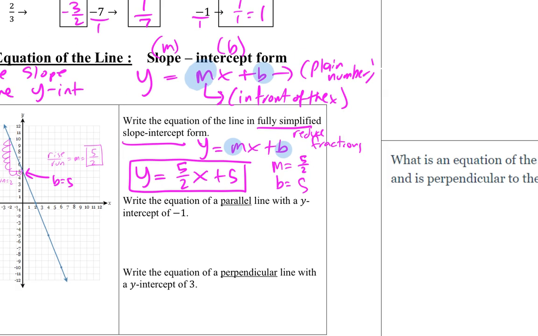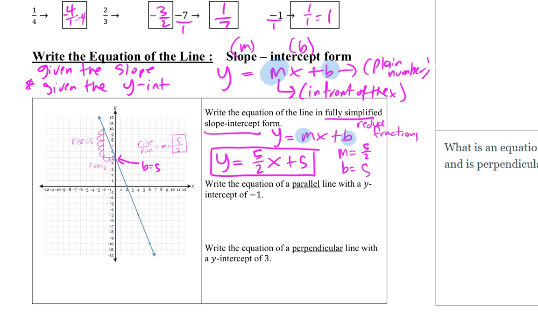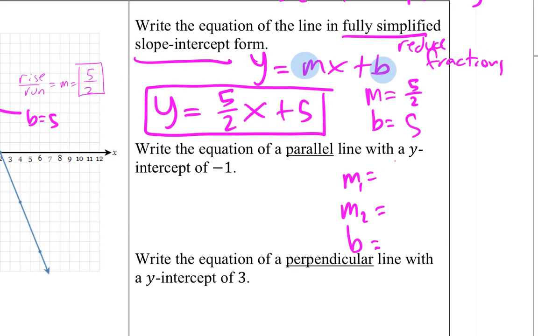Okay, so it says write the equation of a parallel line with a y-intercept of negative 1. So once again, we need to find our m value and our b value, right? Let's think the first slope, the new slope, and then our y-intercept. If it's parallel to that, so if our first slope is 5 over 2, we know it's the same, so it's also going to be 5 over 2, right? The y-intercept is negative 1, so let's write our equation.